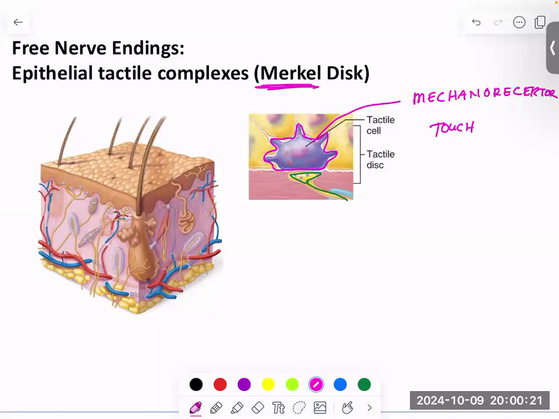Merkel's discs are responsible for detecting light touch at the skin, including itch. Itch, believe it or not, is relative to pain. So these are specific to light touch and the level of itch. It will be painful if it gets too itchy, but at that point you recruit other receptors.